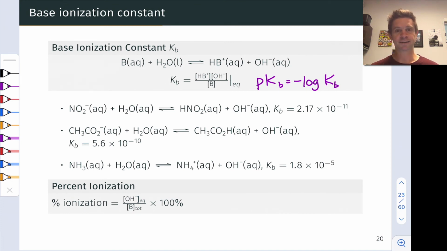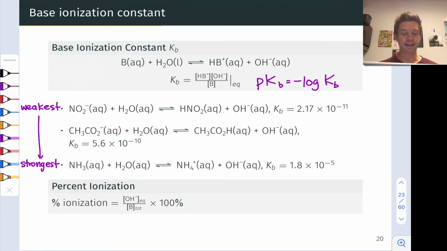Here again, we have 3 examples of bases running from weakest at the top to strongest at the bottom, and let's verify that by looking at the Kb's. We've got 10 to the negative 11 in the case of the nitrite anion. We've got 10 to the negative 10 in the case of the acetate anion, and we've got 10 to the negative 5 in the case of ammonia, NH3. So Kb is increasing, pKb is becoming less positive, pKb is going down, and so we're going from weakest to strongest here from top to bottom.